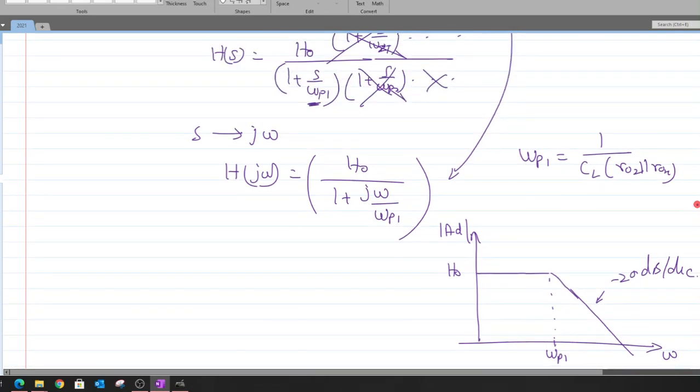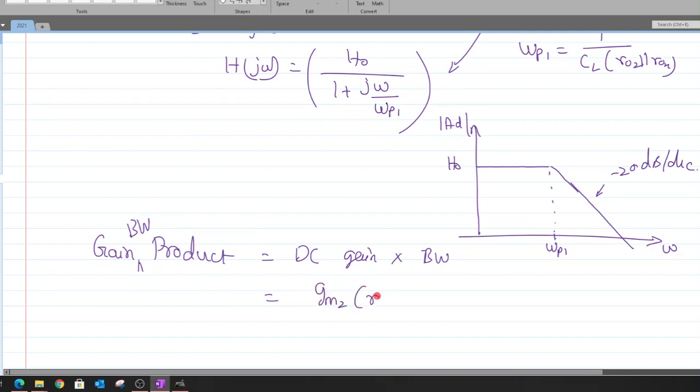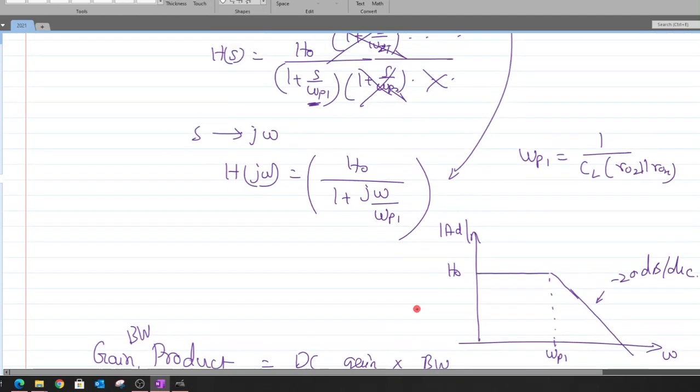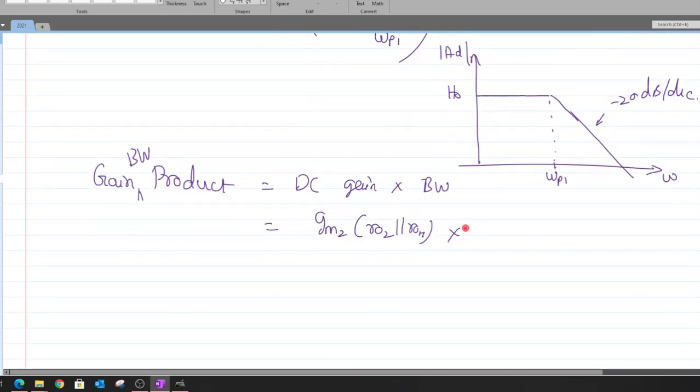So now with this, let us try to calculate the gain bandwidth product term. Sorry, I forgot to write this bandwidth term. So gain bandwidth product is nothing but a product of DC gain times the bandwidth of the circuit. The DC gain here is nothing but GM2 times RO2 in parallel with RO4. That is the DC gain that I would have when I'm not considering the capacitive load CL, right? So that is written, and the bandwidth of the circuit.